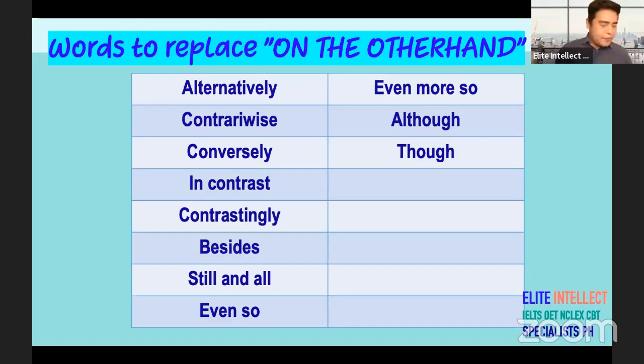Okay. So, instead of saying on the other hand, you can say alternatively. There you go. Alternatively, okay, what else? Contrary-wise, conversely, in contrast, okay, what else? Contrastingly, besides, still and all, even so, you can also say even more so. There you go. Although and though.